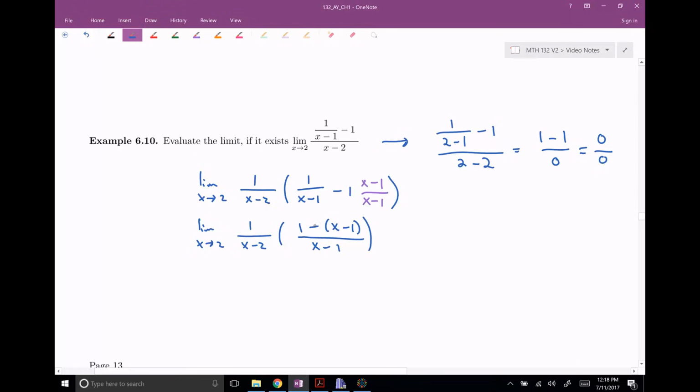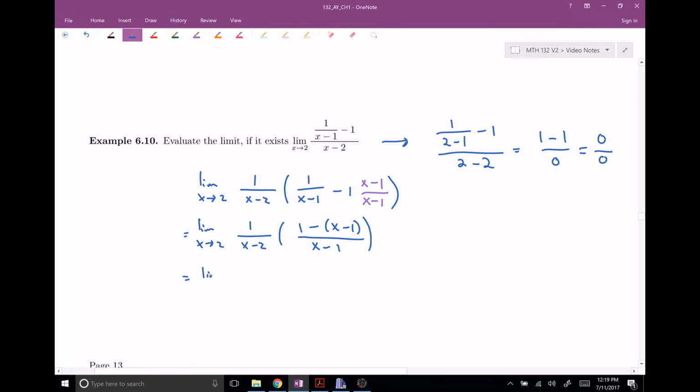And notice that you have to be careful. You subtract away this entire bit right here, right? You need to subtract away all of it, so I'm including the parentheses. If you forget to include these parentheses and you only subtract away the x and you forget to subtract away this negative 1, you're going to get the wrong answer. Okay.